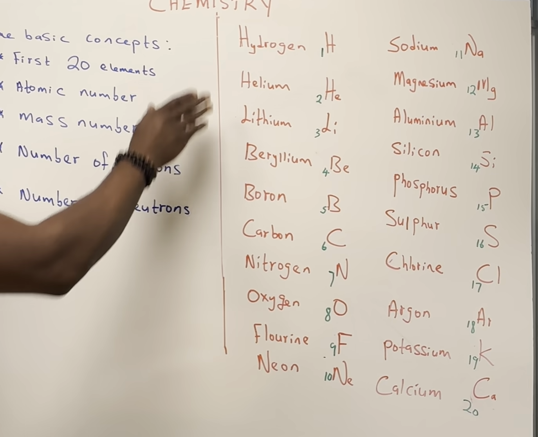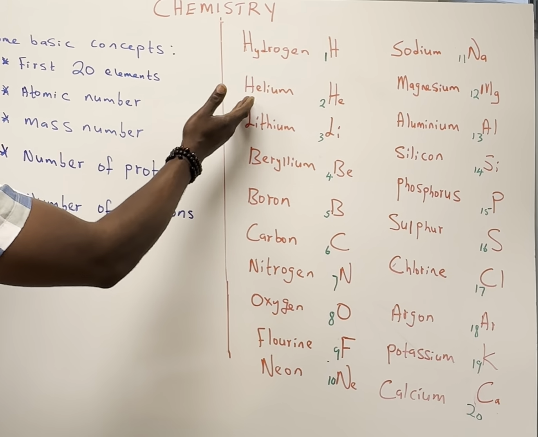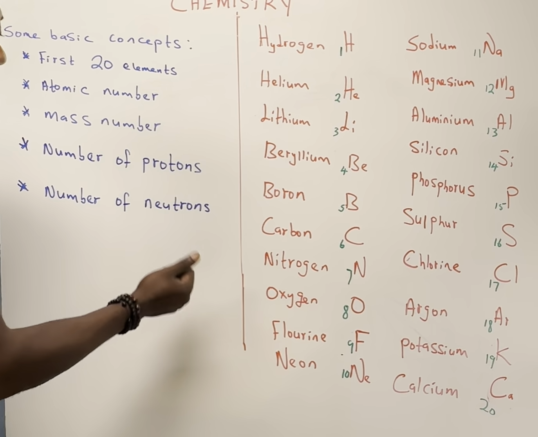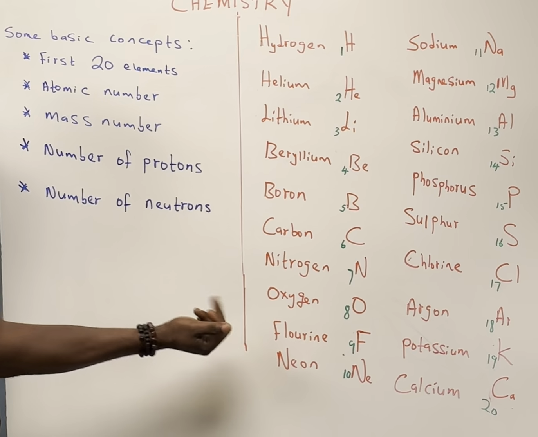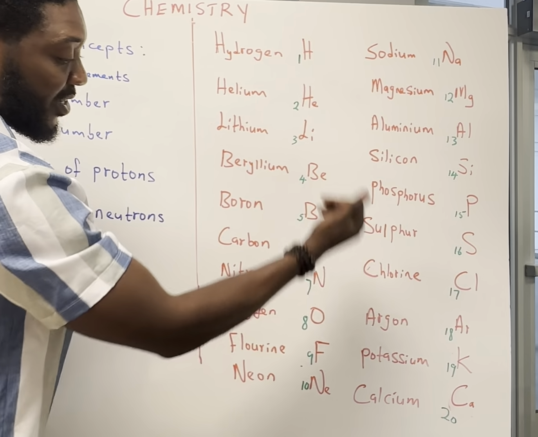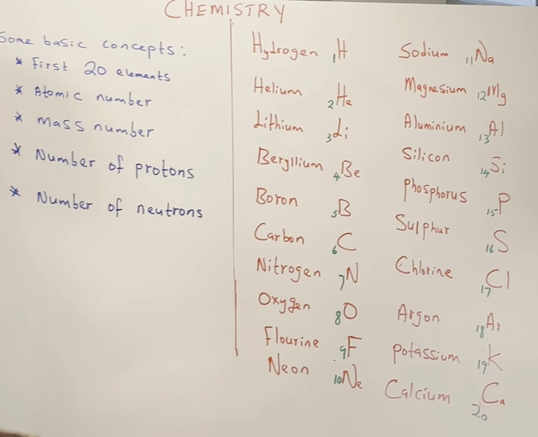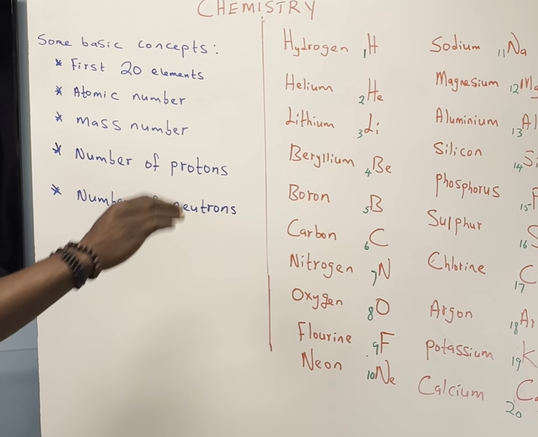letter should be H. So you have hydrogen with H, helium, lithium, beryllium, boron, carbon, nitrogen, oxygen, fluorine, neon, sodium, till you run to the 20th element, which is calcium. Now, these are the first 20 elements.